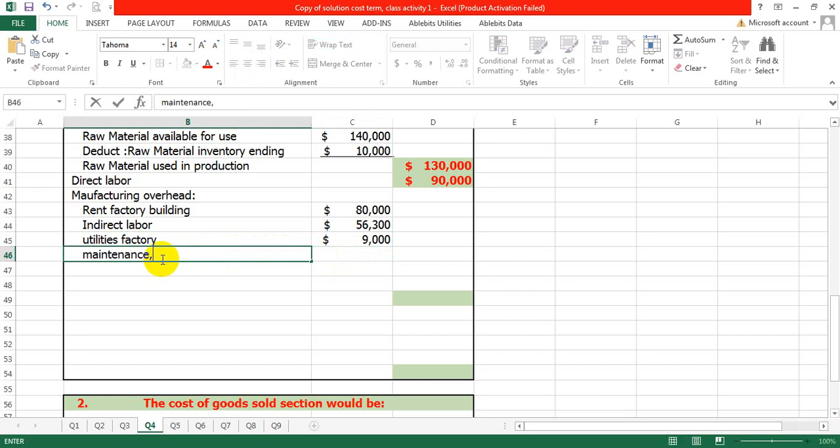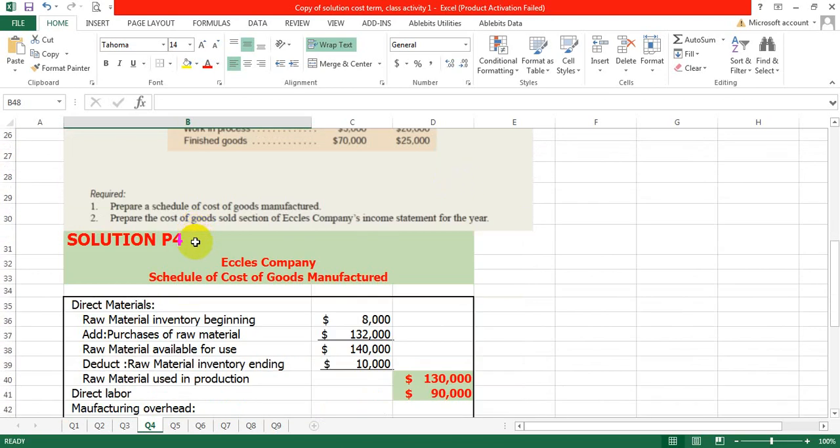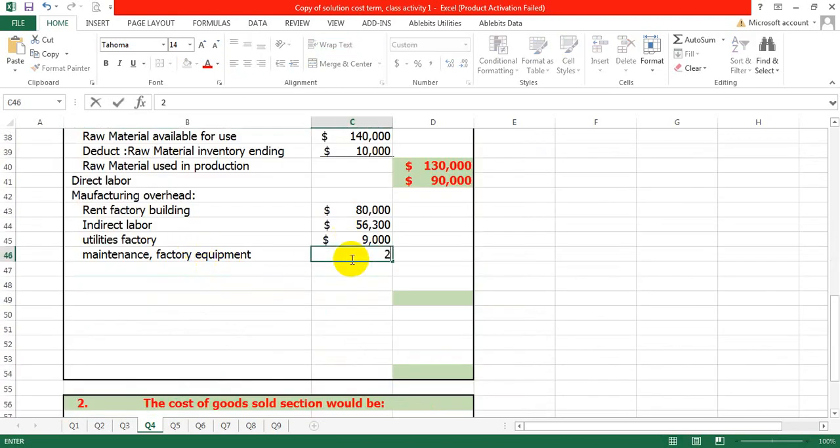Maintenance factory equipment. Where is this value from? Again, see here, maintenance factory equipment, 24,000.